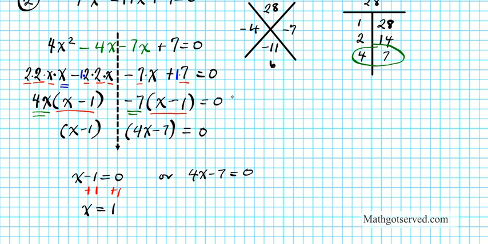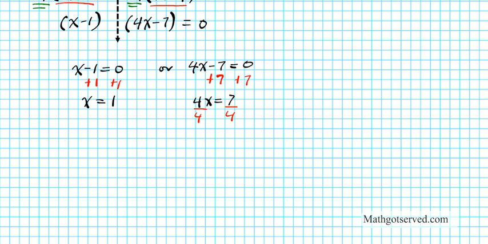And then this one is 2 steps. We're going to add 7 and divide by 4. Okay, so add 7 for the first step. That gives us 4x equals 7. And then divide by 4. And then our final answer will be x equals 7 over 4.